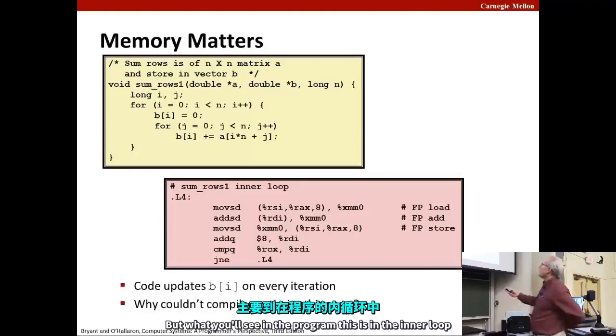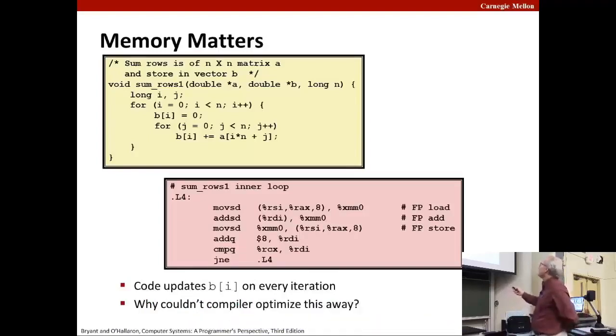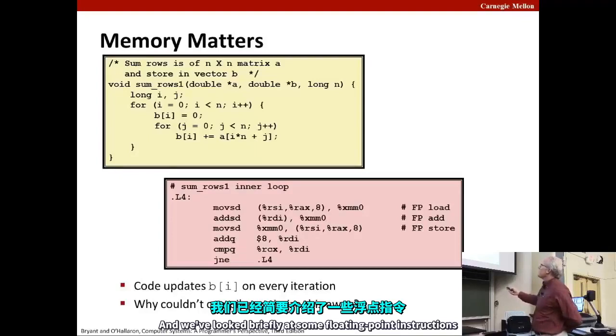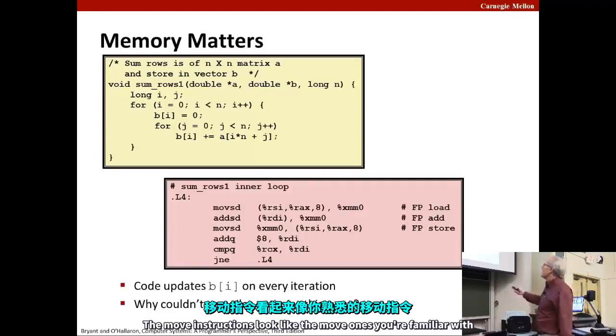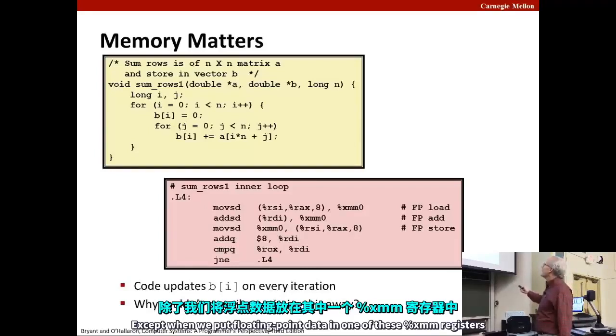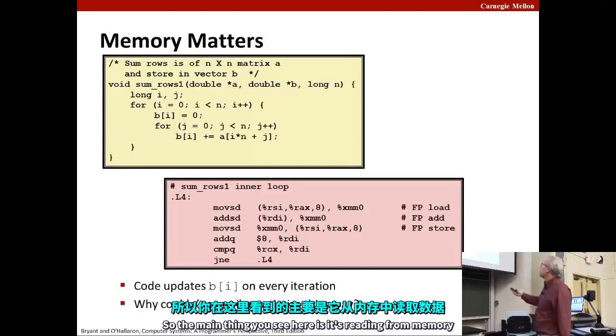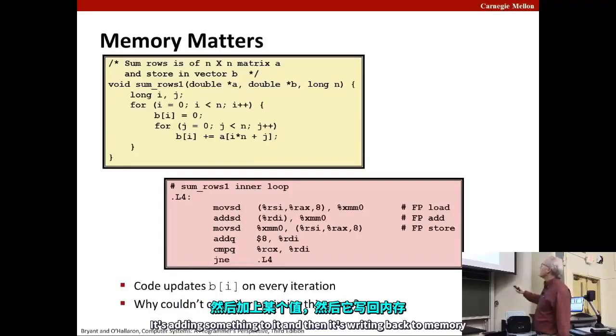What you'll see in the program, in the inner loop, and we've looked briefly at some floating point instructions, is that the main feature is the move instructions look like the move ones you're familiar with, except when we put floating point data in one of these XMM registers. So the main thing you see here is it's reading from memory, adding something to it, and then writing back to memory.